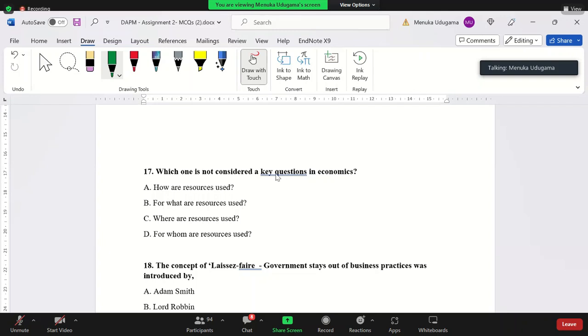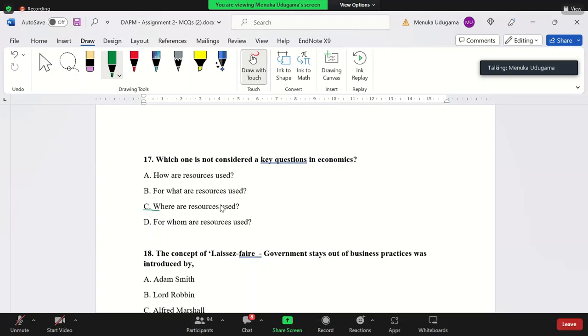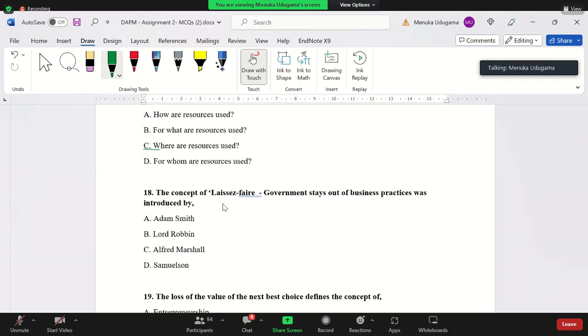Which is not considered a key question in economics? We know the key questions are what to produce, how, and for whom. So this would be a question that's not listed under the three. The concept of laissez-faire, which means government should stay out of business, was introduced by which economist? The father of economics, Adam Smith.